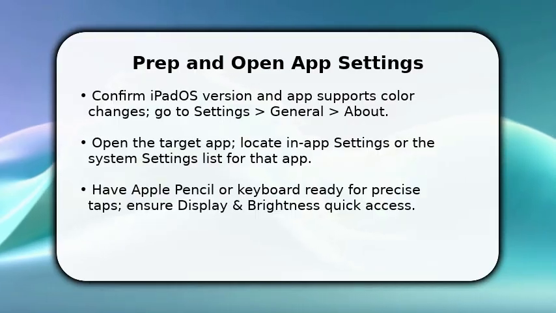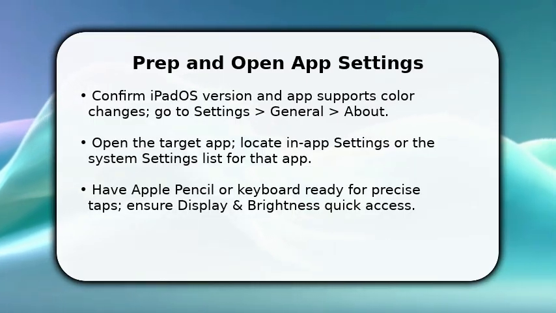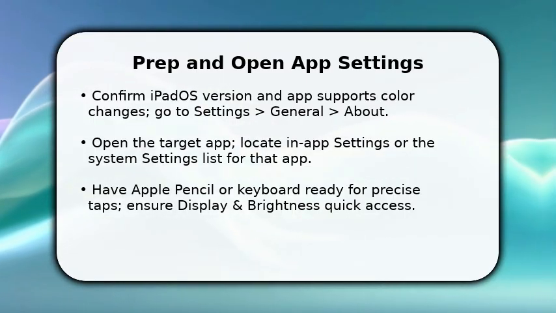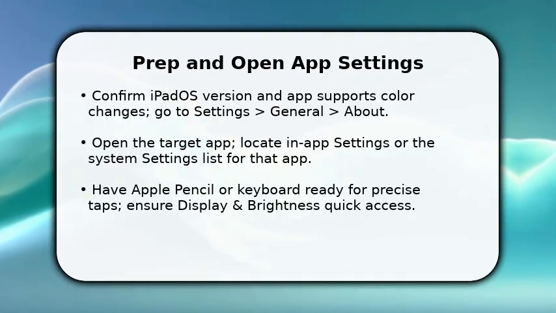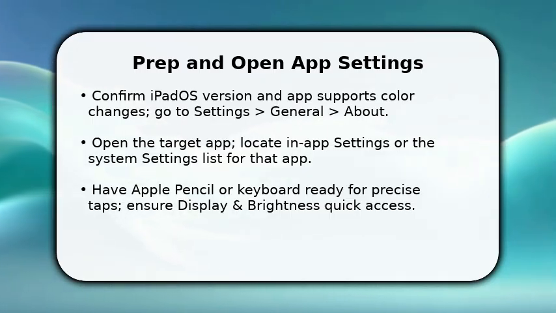You start by confirming the app and system can change colors. Open Settings, General, About to check iPadOS. Once done, open the app and immediately look for an in-app settings option, or return to the system settings list and tap the app name. Make sure Display and Brightness is accessible.